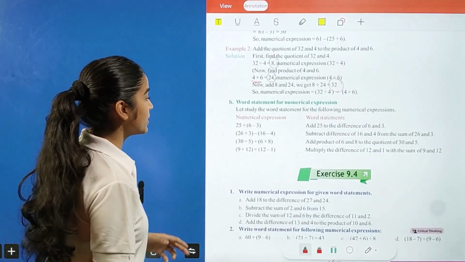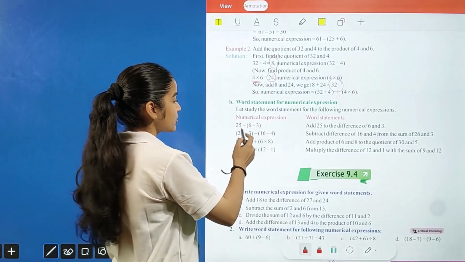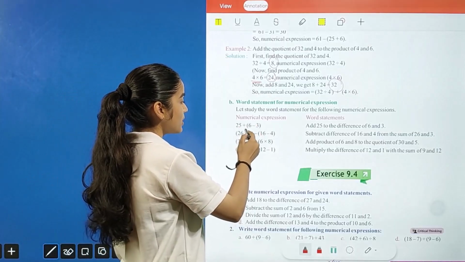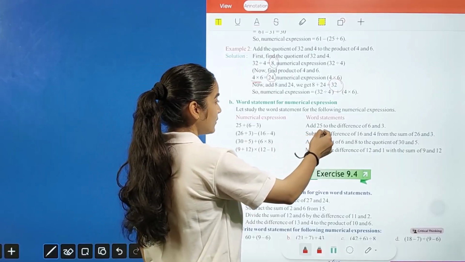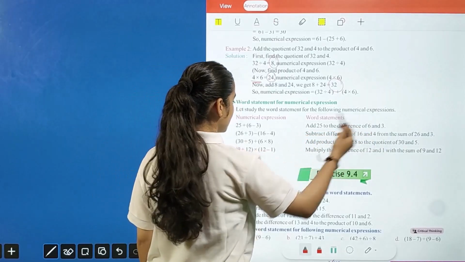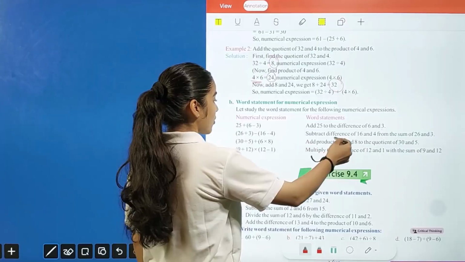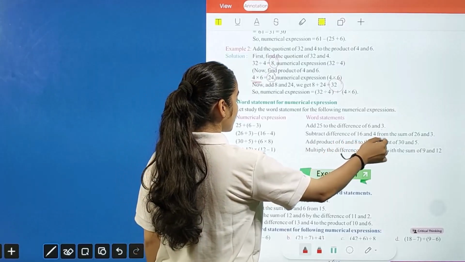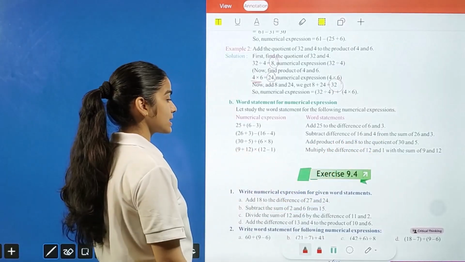Word statements for numerical expressions. Numerical expression 25 plus 6 minus 3. Add 25 to the difference of 6 and 3. Subtract the difference of 16 and 4 from the sum of 26 and 3.